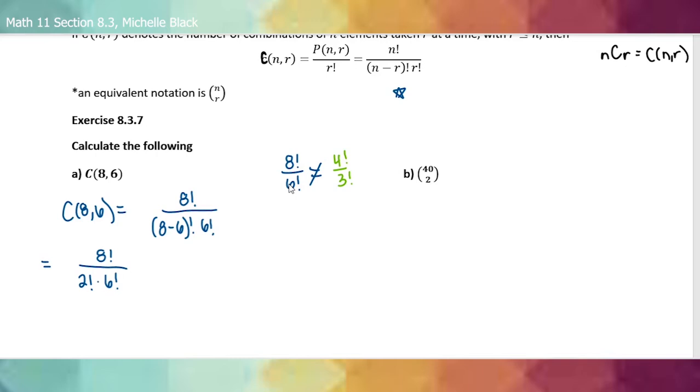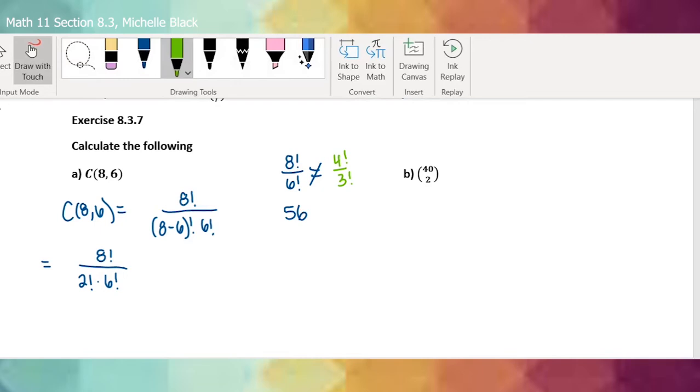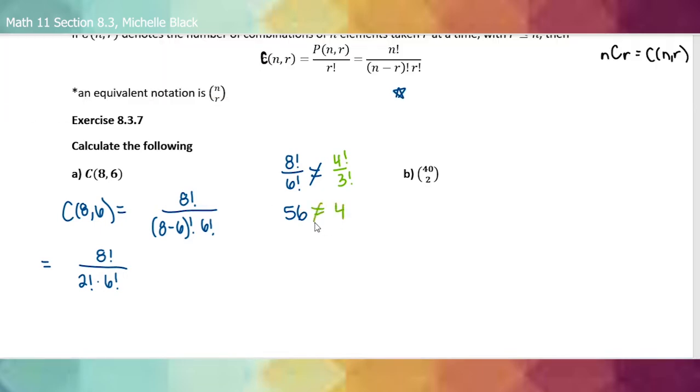So in your calculator, if you did 8 factorial divided by 6 factorial, you would get 56. So on the left here, you would have 56. But if you did 4 factorial divided by 3 factorial, you get 4. So clearly, these are not the same fractions. So you cannot simplify the number in factorial notation because 8 factorial is not really 8. 8 factorial is 40,320. And 6 factorial is not 6, it's 720.